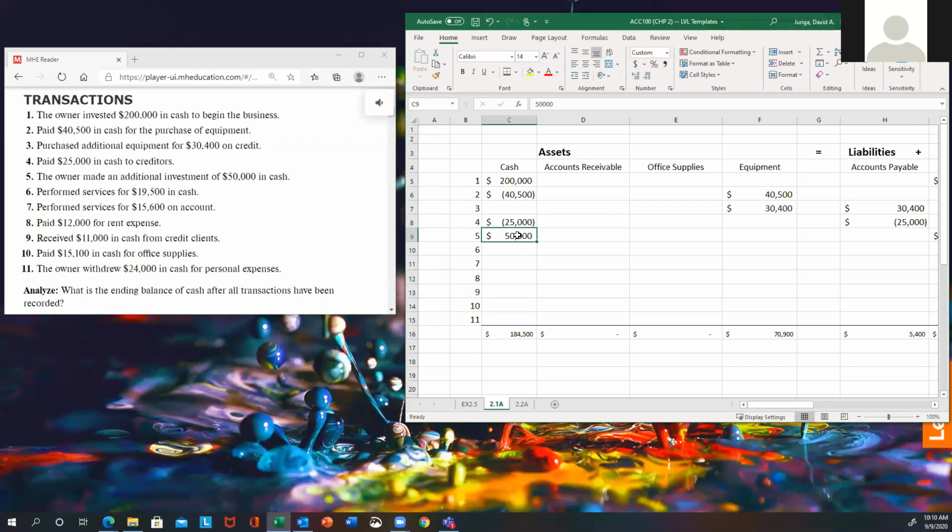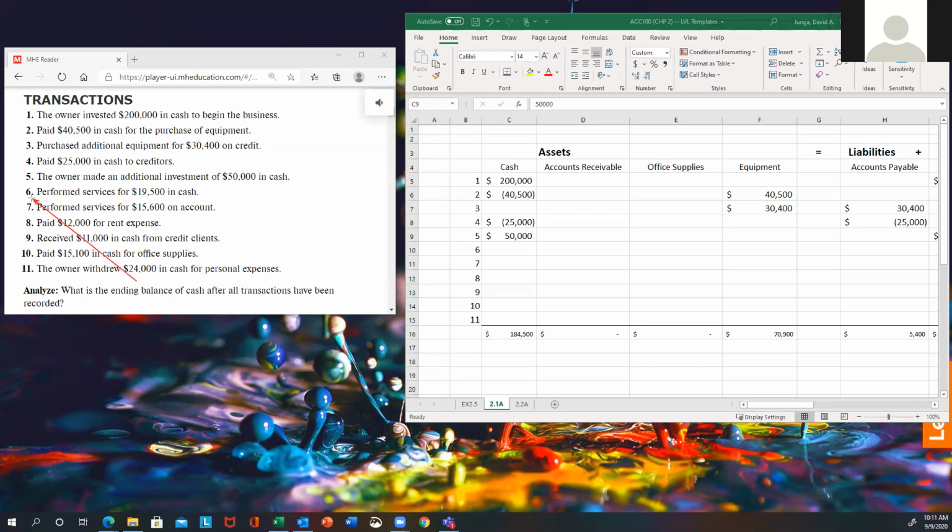All right, number 6. Now I'm going to kind of do these side by side. 6 and 7 are both performing services. I believe we talked last week about anytime you see performed services, think revenue. You're earning revenue. And there's 2 types. It's either going to be direct cash now, or it's going to be on account, which means we'll get the cash later. It's all about timing.